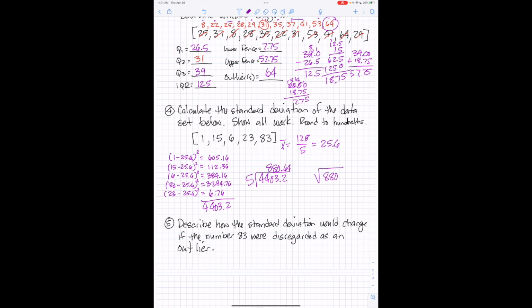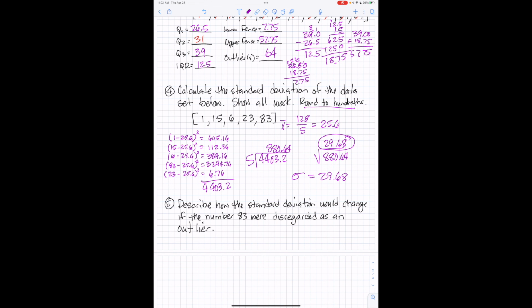Square root of 880.64 equals 29, and we're rounding it to the hundredths, so 29.68. And that is the standard deviation, 29.68. All right, the last question.